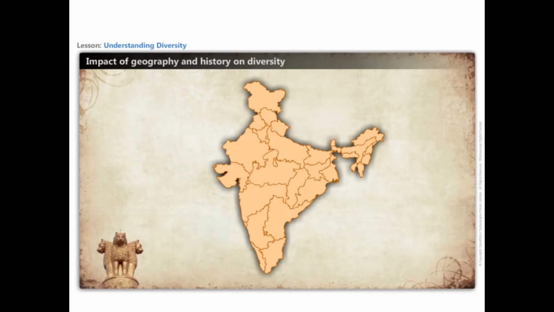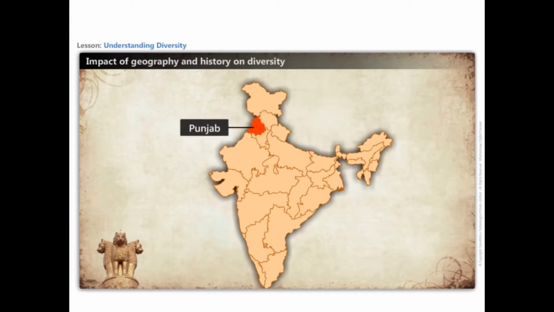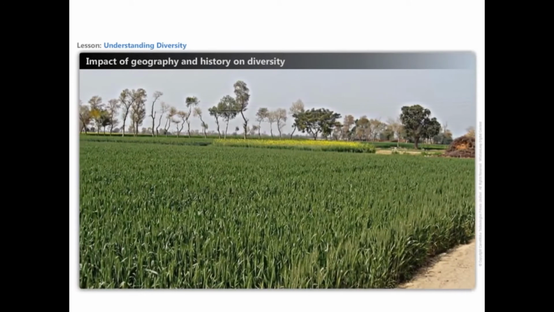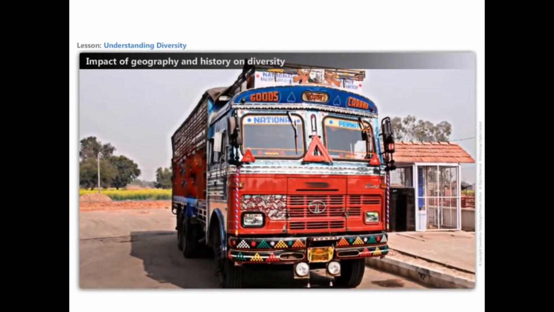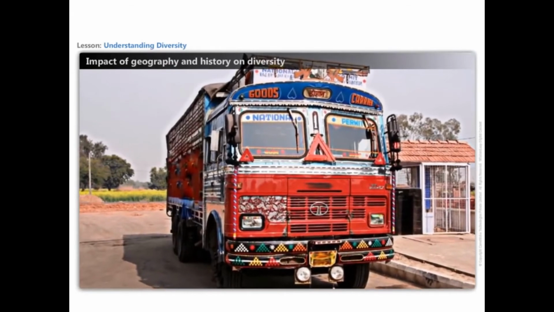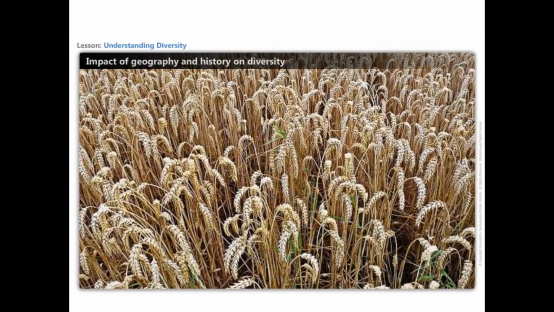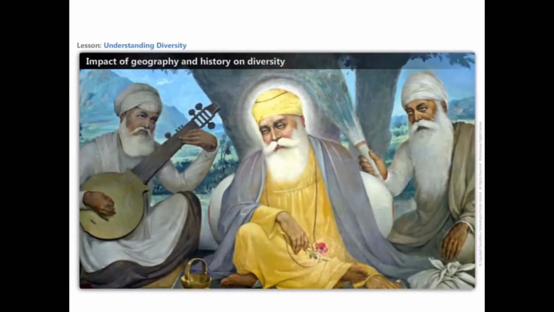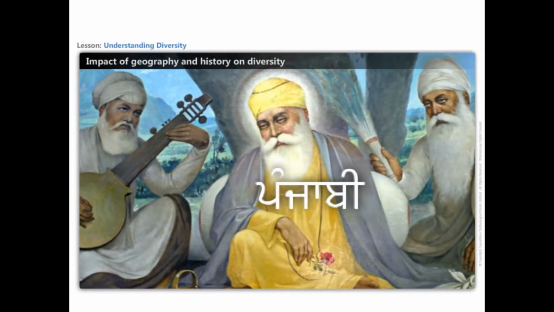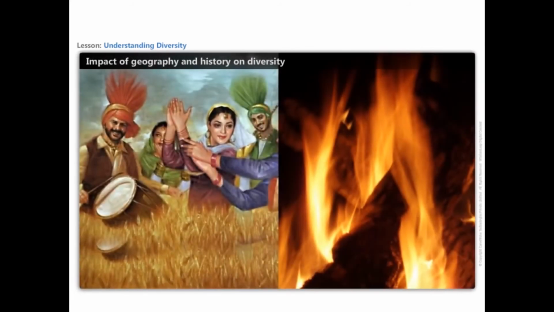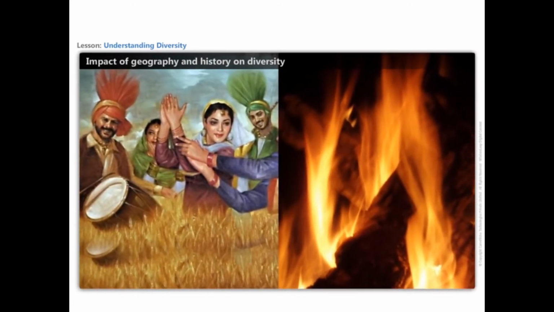Let us now do a quick tour of India and visit some important places. Punjab is located in the northern part of India. Here, the land is very fertile and farming is the main occupation. A very large part of India's food grain comes from this state. Wheat is the staple food of the state. A large population are followers of Sikhism and the native language is Punjabi. Lohri and Baisakhi are important festivals.